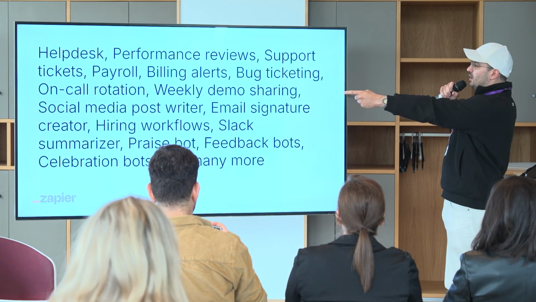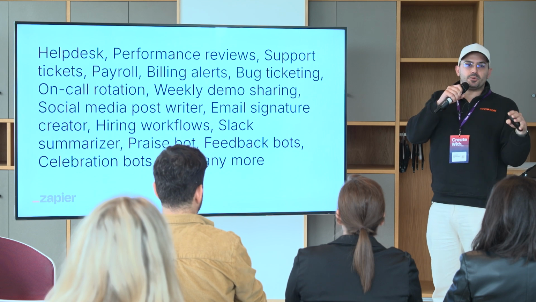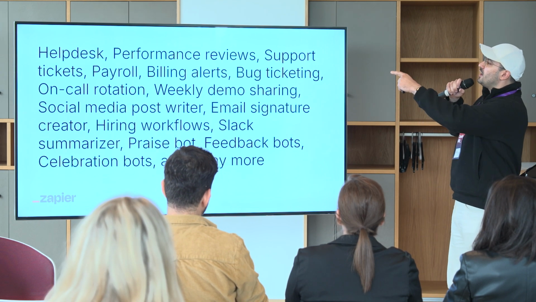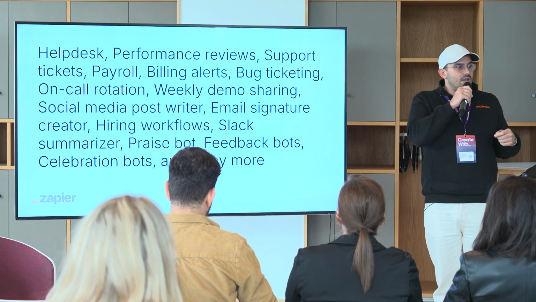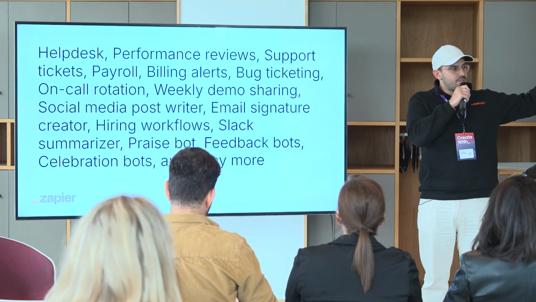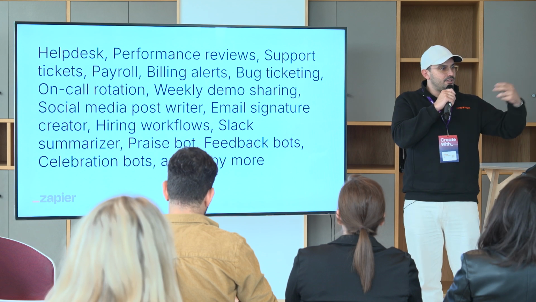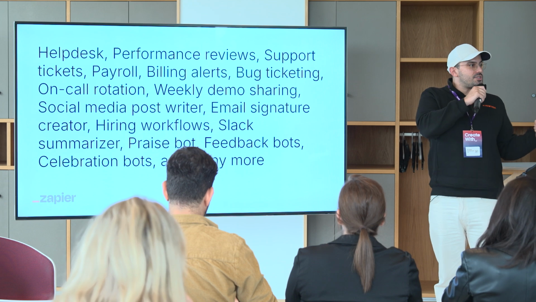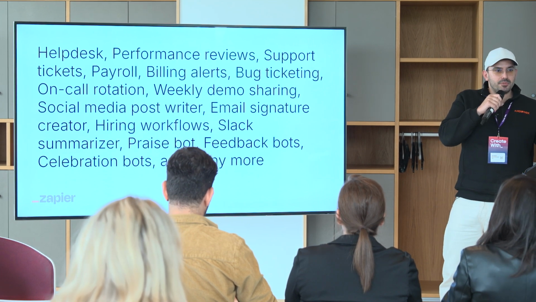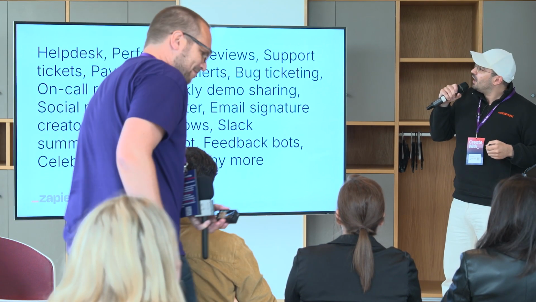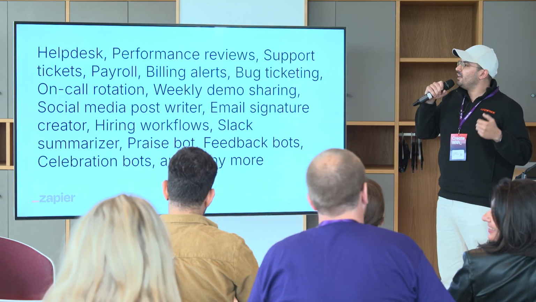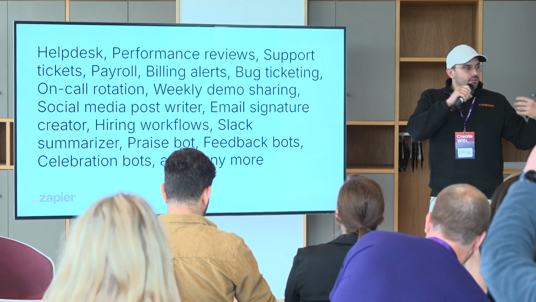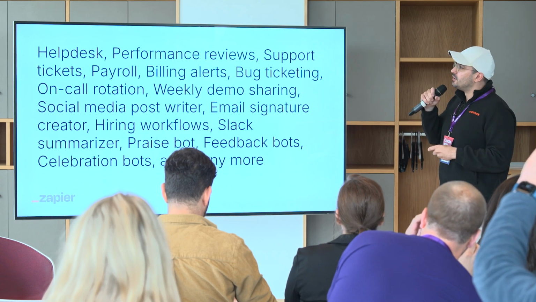We have bots like a help desk. Anything you want to ask, you go to Slack and we run a huge help desk behind it. We have performance review AI bots. You don't have to think about anything. We just prepare a bot for you, you discuss with the bot, and then you have your performance review ready to submit. We encourage that. We don't say that you cannot use AI at work, because we are an AI-first company. We have support tickets, payroll, billing alerts, bug ticketing. All of these things are automated for our internal operations within Zapier.